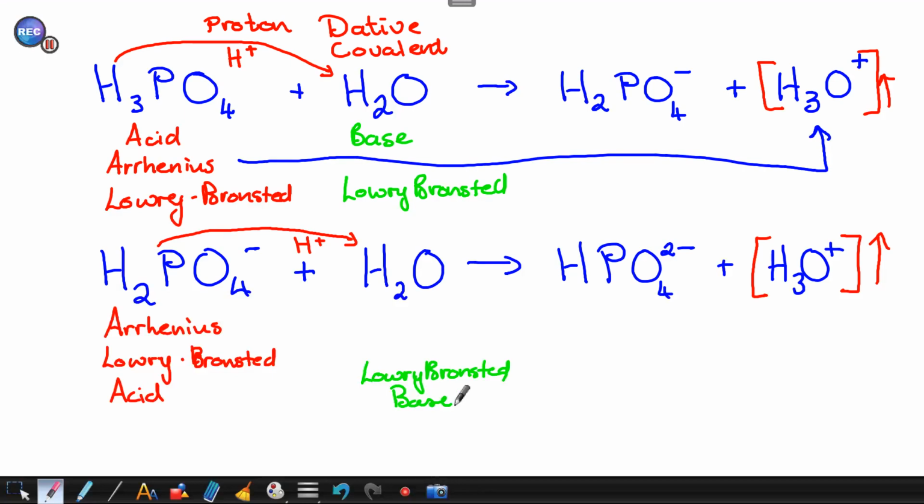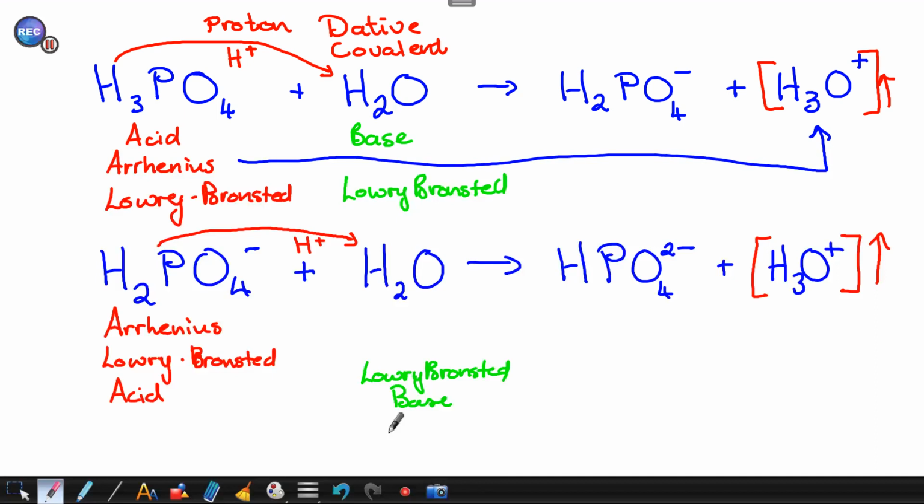Is there one where it's Arrhenius and not Lowry Bronsted? Yes, there are. Lowry Bronsted you can apply everywhere. It's the more modern definition of acid or base. Arrhenius you can only apply when oxonium or hydroxide forms.